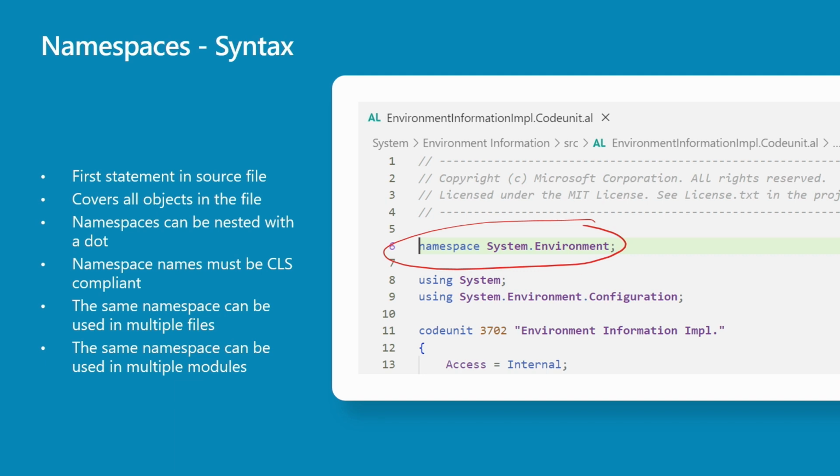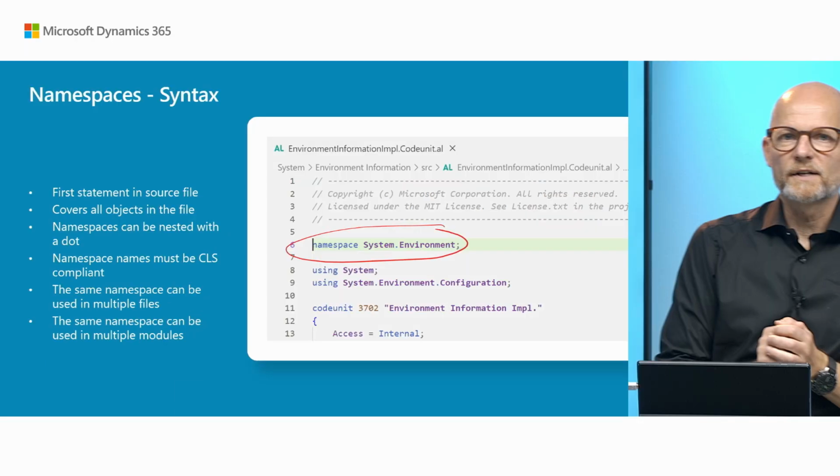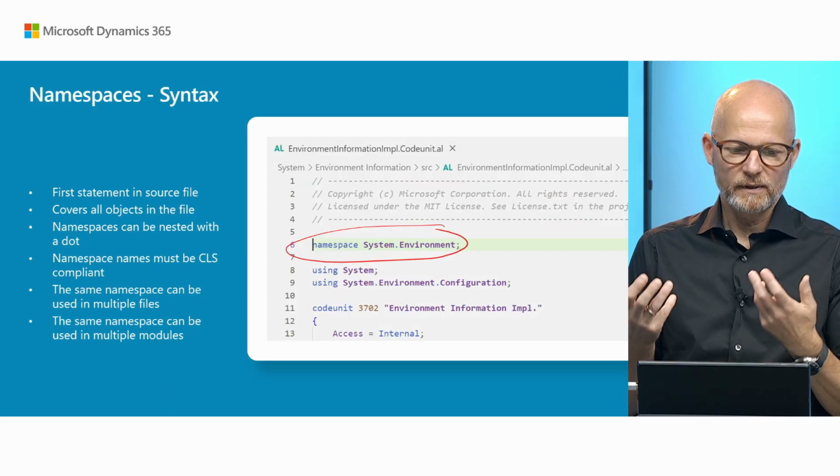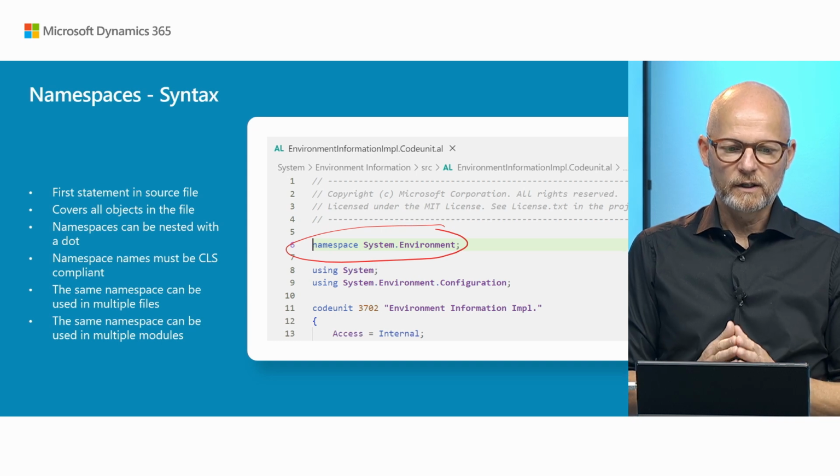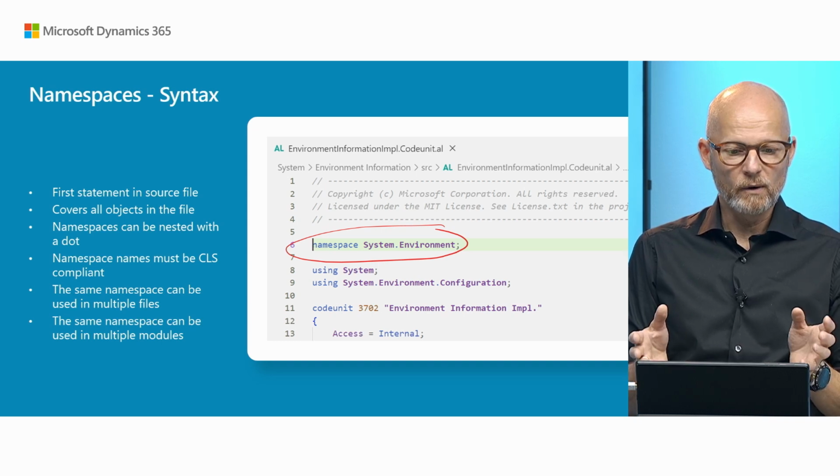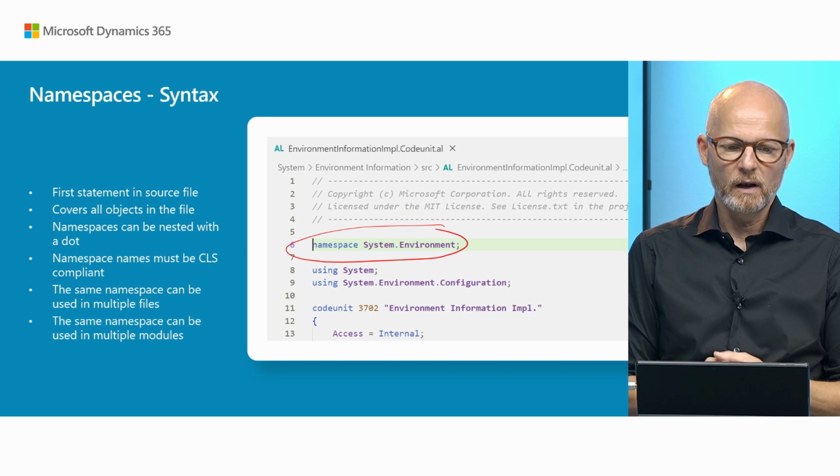So namespace is the syntax, as I already said. This has to be the first real statement in a source file. It covers all the objects in the file. You can only have one namespace per file.